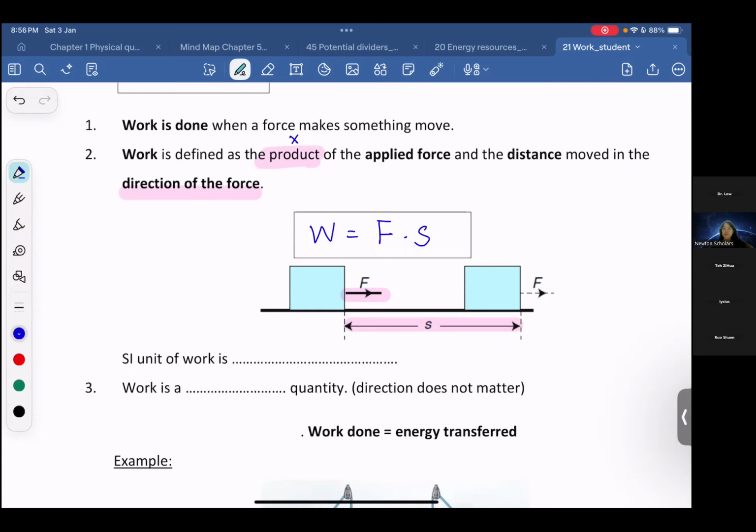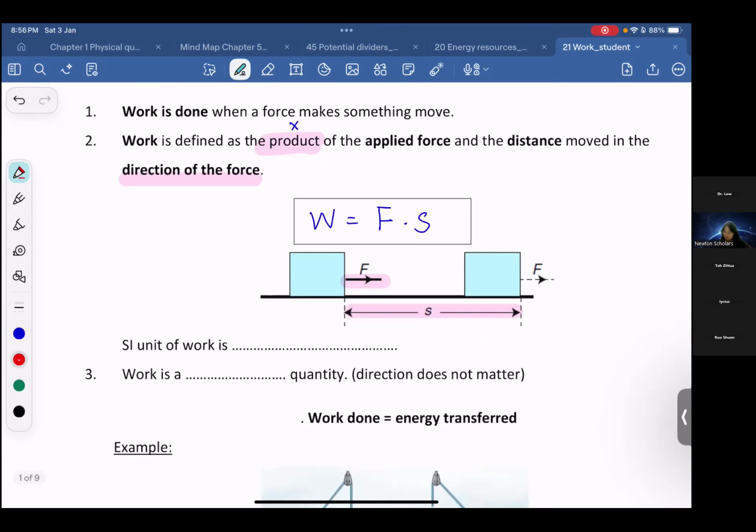Zihua, correct. How about you derive from the formula? Crystal, first one correct, but how about the unit of distance? Let me check. Zihua, no. We have per meter. We are times what? The unit for force is Newton. The unit for distance is meter. So what is the SI unit for work? It should be Newton meter. But we can also just say that it is joule.